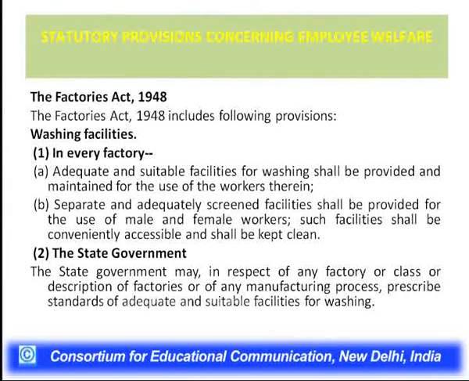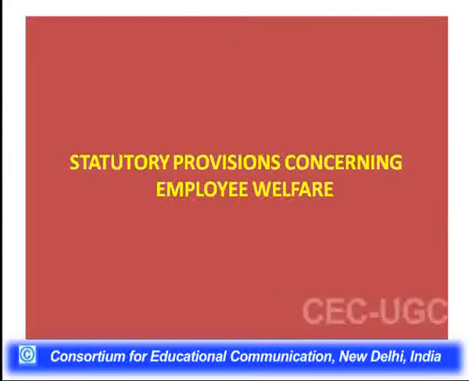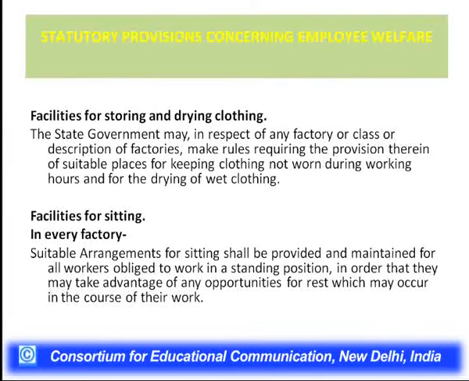The next is the state government. The state government may, in respect of any factory or class or description of factories or any manufacturing process, prescribe the standards of adequate and suitable facilities for washing. So, in terms of facilities for washing, now we have facilities for storing and drying clothes.